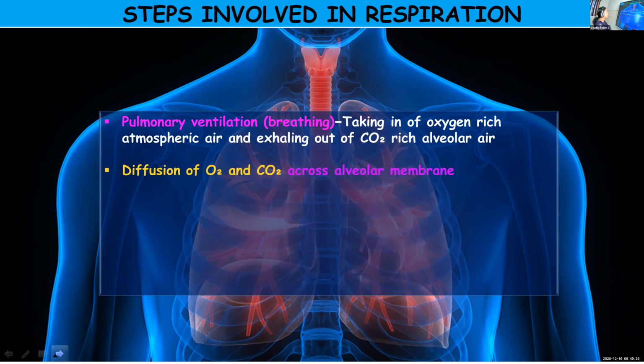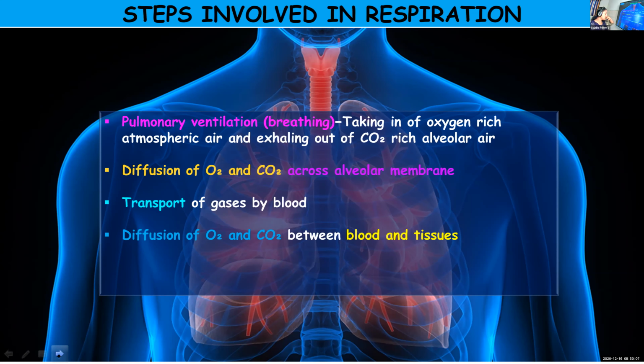Second step, diffusion of oxygen and carbon dioxide across the alveolar membrane. I told you already, exchange of gases is taking place in the alveolar membrane. To facilitate it, alveoli are thin walled and richly supplied with blood vessels, and the exchange of oxygen and carbon dioxide will take place across the alveolar membrane. Then transport of gases by blood. Once oxygen has reached the alveoli, it should be taken up by the blood so that it can be supplied to all parts of the body.